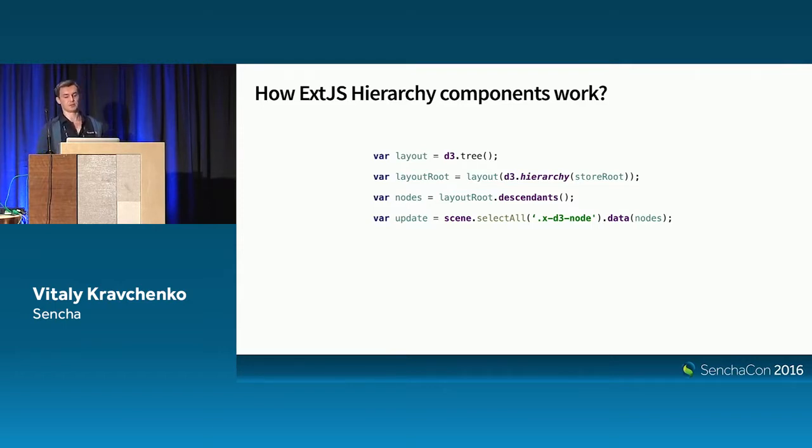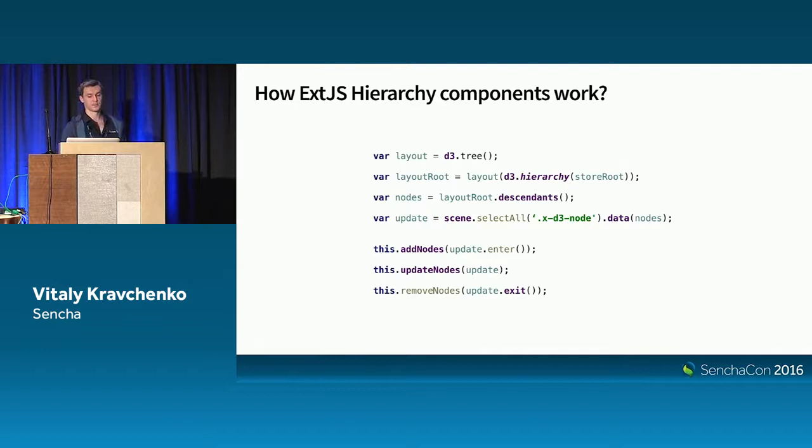and create a data join by using the data function. So this gives us an update selection. And again, from the update selection, we can get the enter and exit selection. So we fetch all three and pass each selection to its own function: add nodes, update nodes, and remove nodes. So we'll actually be subclassing the add nodes and update nodes methods to produce an org chart.